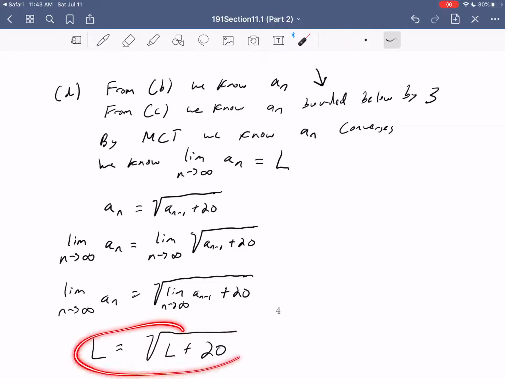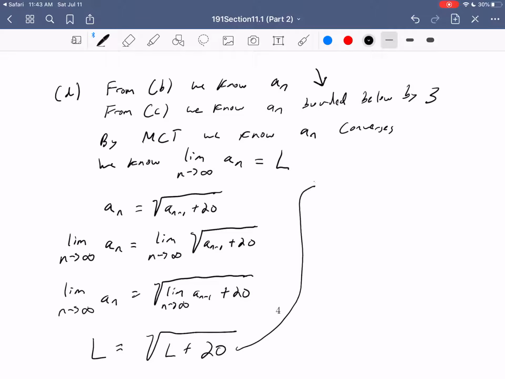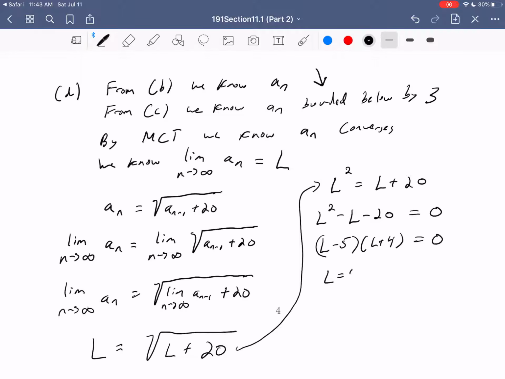Okay, why is this good? Well, this is just an algebraic equation. We can solve this. You square both sides. L squared is L plus 20. L squared minus L minus 20 equals 0. That's L minus 5, L plus 4 equals 0. That means our limit is L equals 5, or it could be negative 4. Well, we have two possibilities for the limit.